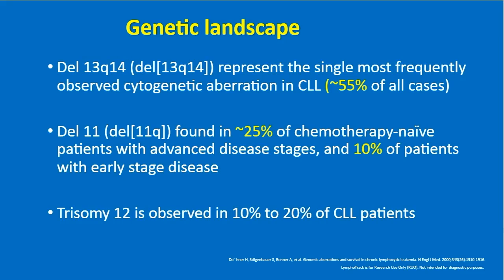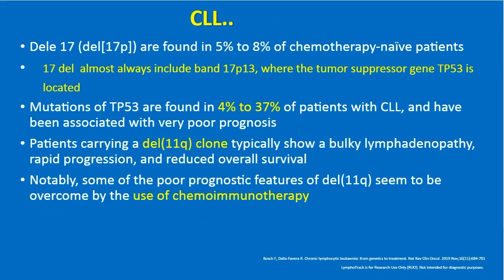This is mostly associated with ATM gene alterations. And trisomy 12 is observed in 10 to 20% of the patients. And deletion 17 is found in 5 to 8% of chemotherapy-naive patients. So 17 deletion almost always includes 17p13, where the tumor suppressor gene TP53 is located. That is actually the cause of the genetic change.